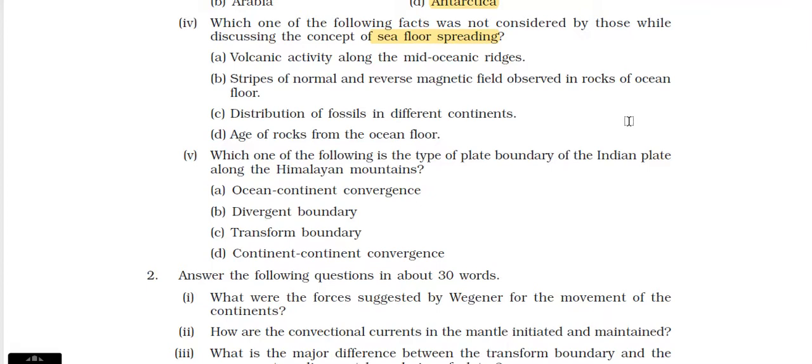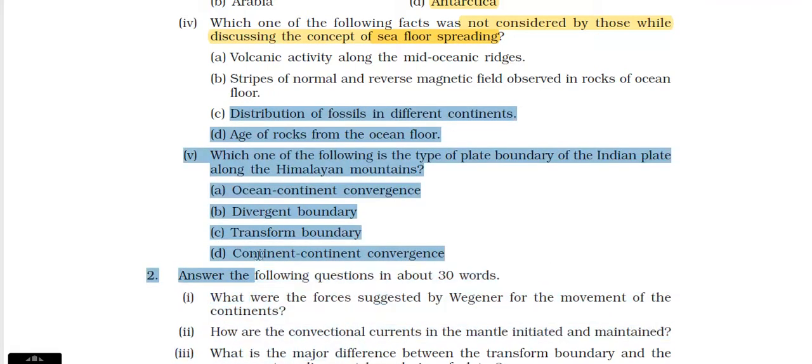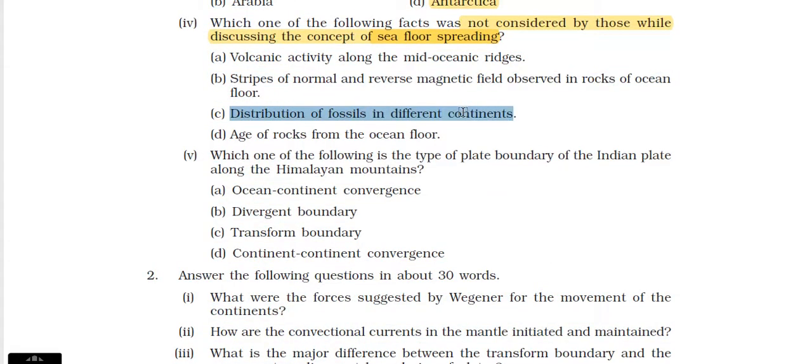So you will find that option C is the correct answer, because we are studying here which have not been considered. So if not considered, the correct answer is distribution of fossils in different continents. Distribution of fossils in different continents is one of the evidence given by Alfred Wegener to prove his theory, that is continental drift theory. So this cannot be the answer for seafloor spreading. So the correct answer is distribution of fossils in different continents.